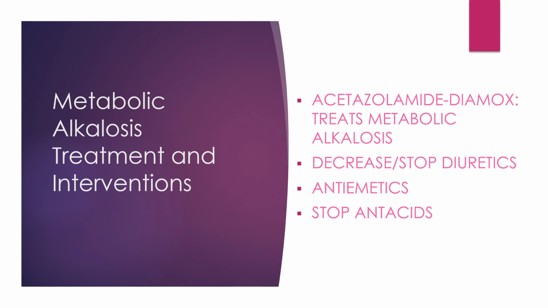One medication that is used to treat metabolic alkalosis only, it is given in the ICU, and it's an IV drip medication, and it's acetazolamide or Diamox, and it can treat metabolic alkalosis. Another way is to decrease or stop their diuretics, to give antiemetics so vomiting stops, and stop that antacid.